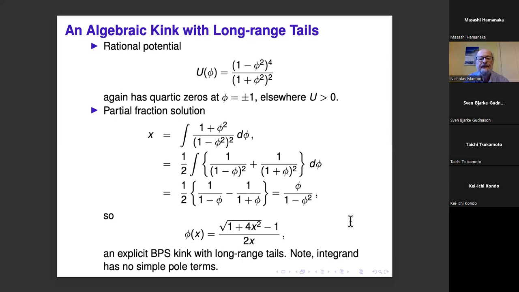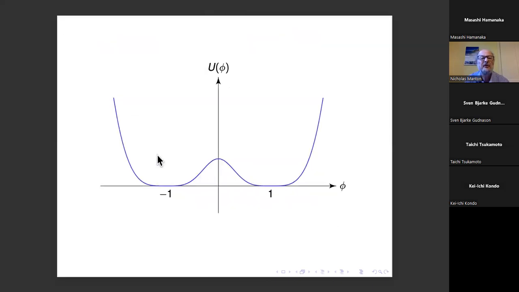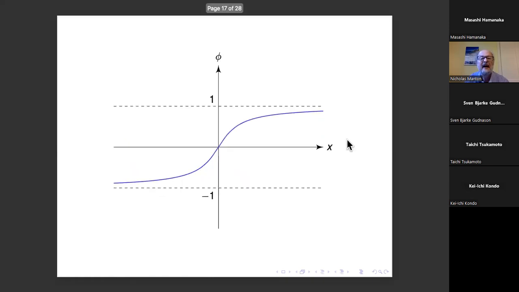And here are pictures of these. So here's the last potential I showed, this rational potential. It's got these very flat minima, still got a hump in between. So the kink connects this minimum to this minimum, bit funny shape. And here's the kink, and it's got long range tails. In other words, you see it's approaching the vacuum at infinity, 1, and the other vacuum, -1, slowly. In fact, like 1 over x, or constant over x.